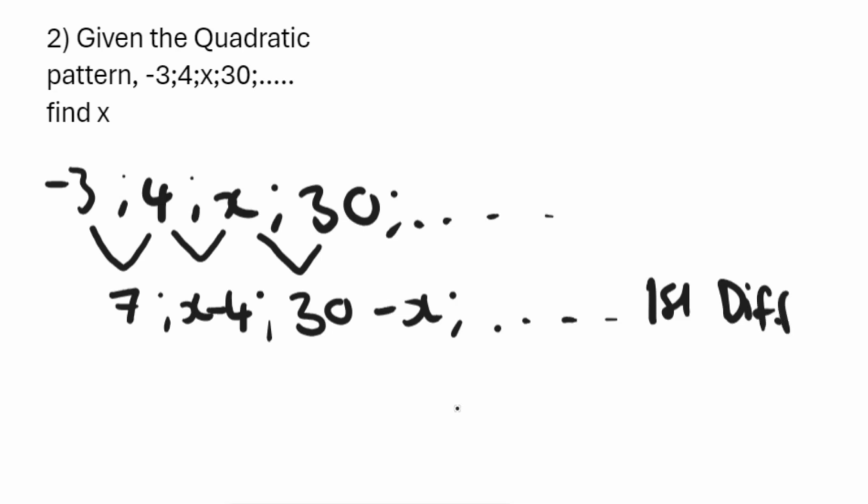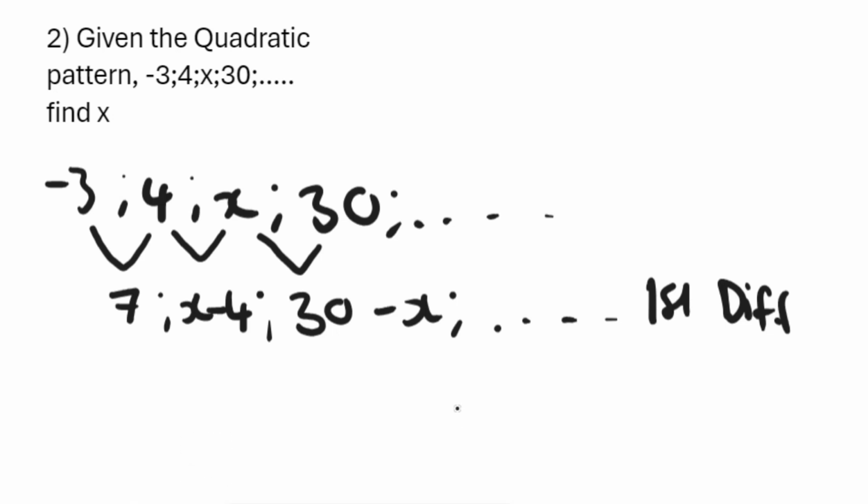Okay, this is our first difference, and then we want to find our second difference. After finding our second difference, we can equate them. Why? Because remember, our second difference for a quadratic pattern is constant, it is the same. Each term that will be here will be the same. Okay, now that's what we want to do.